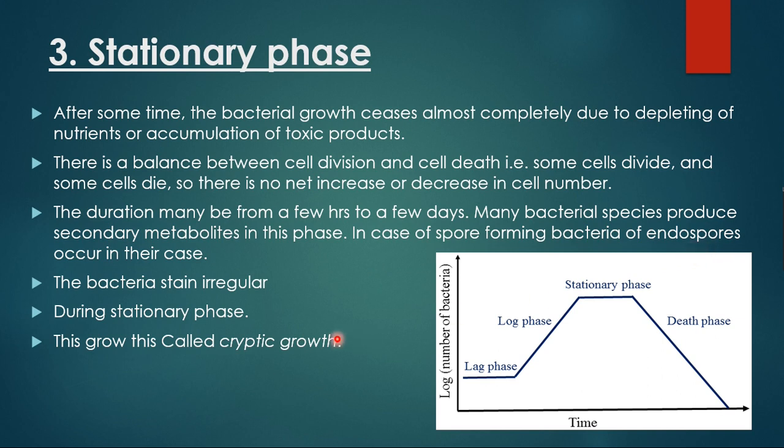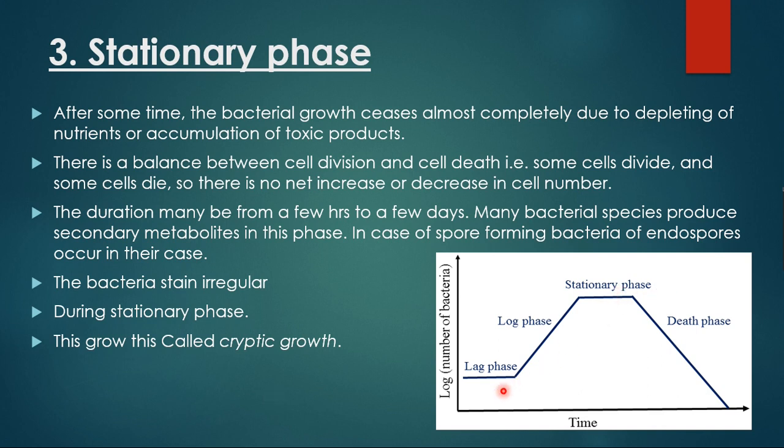Okay, and here if this type of cultures are going to be stained at the stationary phase, they won't stain properly. That means the bacteria stain irregularly, where you cannot justify the staining result. And during this stationary phase, as I told you, you are going to have a very smooth horizontal linear part of the curve, and this stage of growth is also called cryptic growth. So this is all about the third phase called stationary phase.